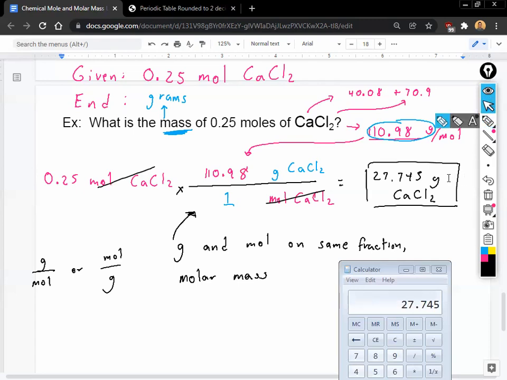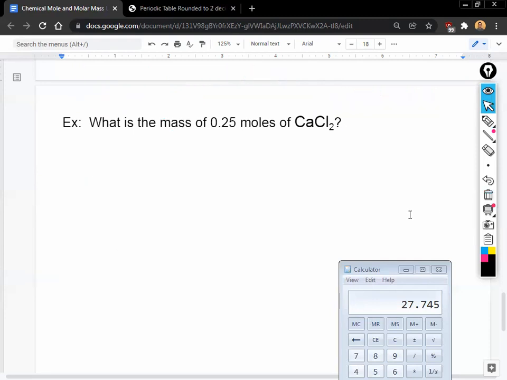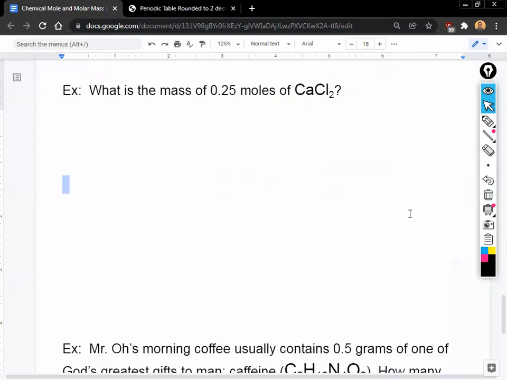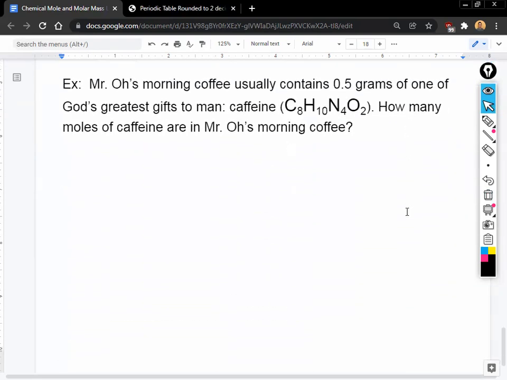What's that? No, there's a chemical I want to talk about right now. Okay, so we're gonna do an example with my favorite chemical in the world. It's not meth. Somebody said it was meth earlier, but my favorite chemical is caffeine. Okay, so my morning coffee usually has about 0.5 grams of what I think is one of God's greatest gifts to mankind, which is caffeine, because it's straight up a stimulant with no negative side effects. The only side effect is dehydration and diarrhea. It does not stunt your growth.